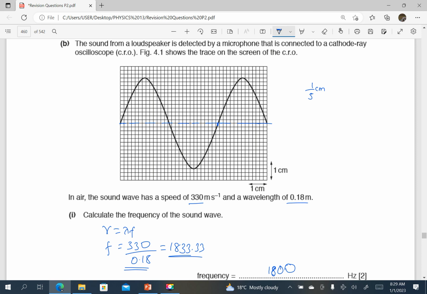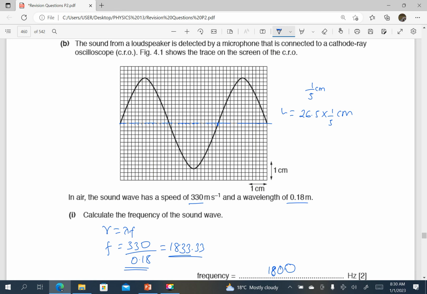1, 2, 3, 4, 5, 6, 7, 8, 9, 10, 11, 12, 13, 14, 15, 16, 17, 18, 19, 20, 21, 22, 23, 24, 25, 26 and a half. So I have 26.5 small squares, but each small square is 1 over 5 centimeters. So this is the length representing one cycle.